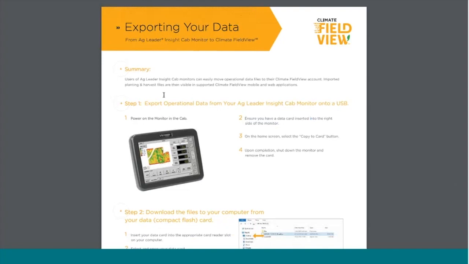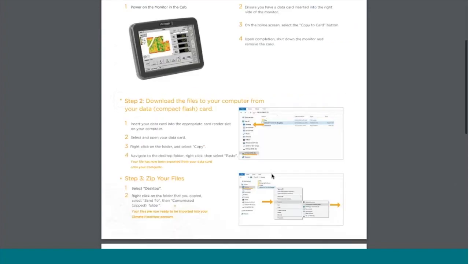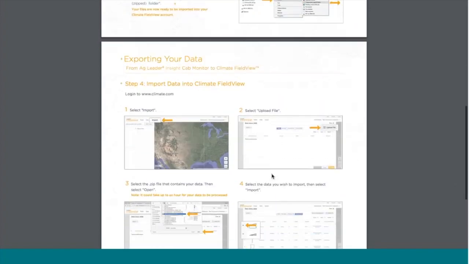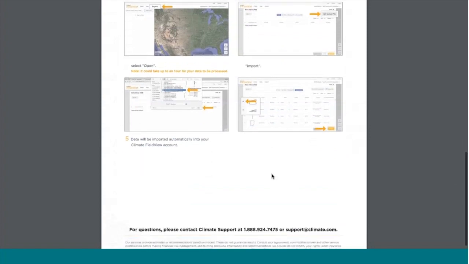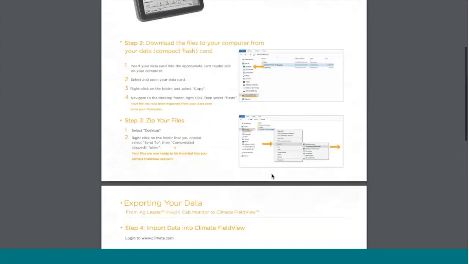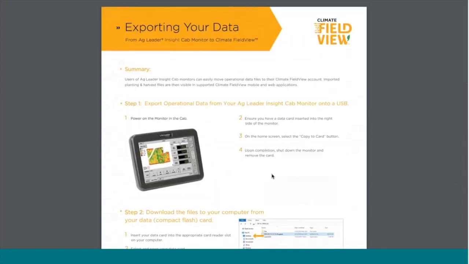So as you can see here, it says, okay, step 1, export your data from your Ag Leader Insight cab monitor. Power on the monitor in the cab. Make sure you have a data card inserted. On the home screen, select copy to card. So this is every step along the way of how you need to not only get it into our system, but also get it out of the existing system. And these documents are super helpful.